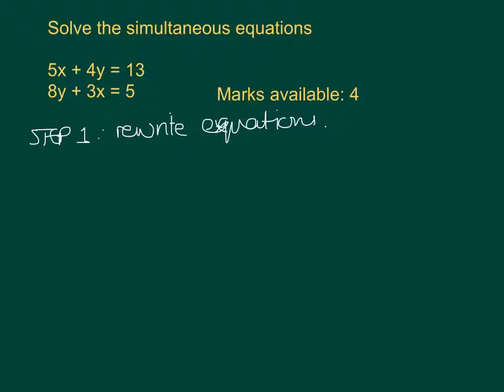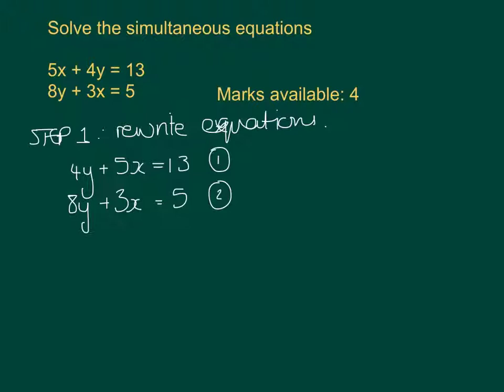Okay, so I'm going to put y's first, I tend to like that. So 4y plus 5x is 13. That's our first equation. And 8y plus 3x is 5. That's our second equation. All I've done is I had 5x plus 4y, and what I've done is 4y plus 5x. And we know that when we're adding together, we can switch those two numbers around. That's not a problem.